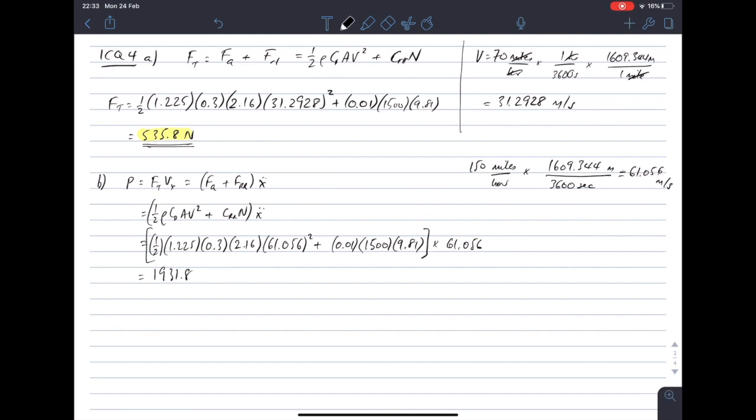So the tractive force itself comes out to be 1,931.8 newtons times by 61.056. And so the power required comes out to be 117.95 times 10 to the 3 watts, which equals 117.95 kilowatts.